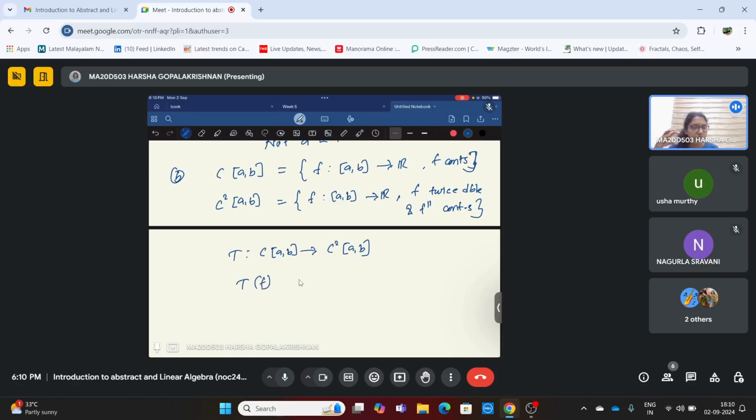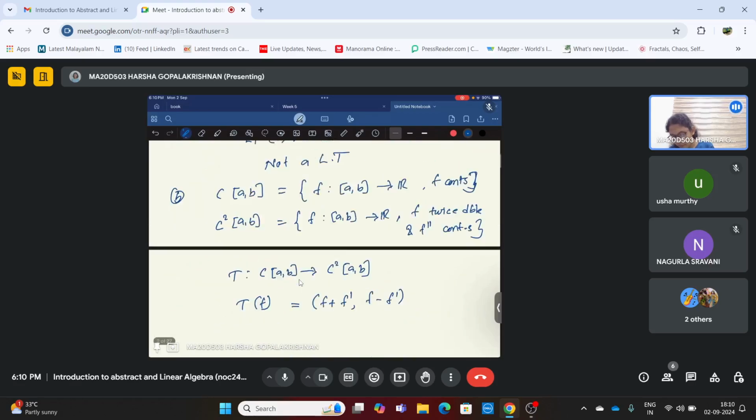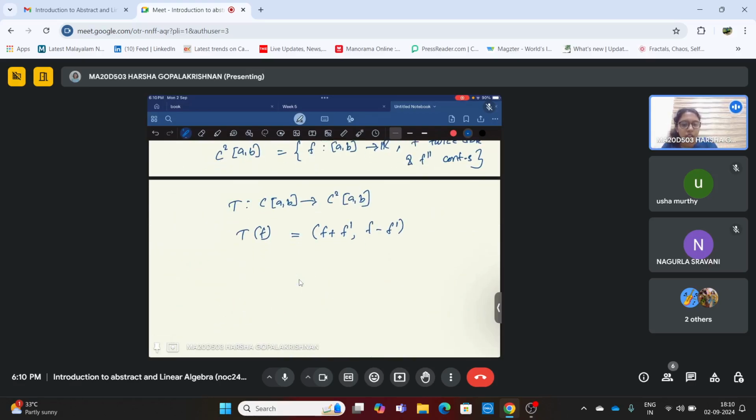T of f. We know C[a,b] contains functions, so T should map a function from the domain. T of f equals (f + f', f - f'), correct? This is how the function is defined. Now we need to check whether it is linear. For that we should check that the properties under addition and scalar multiplication are satisfied. To check these, we can combine scalar multiplication and addition. How will we combine? T of (cf + g), we should be able to prove this is equal to c times T of f plus T of g.